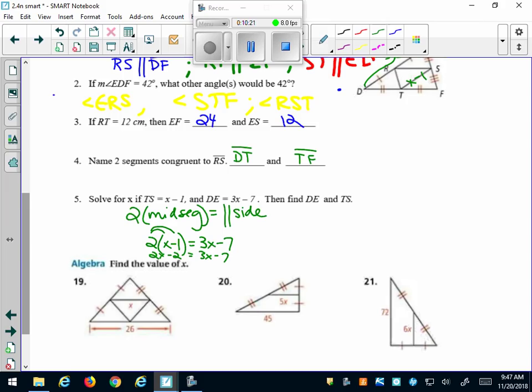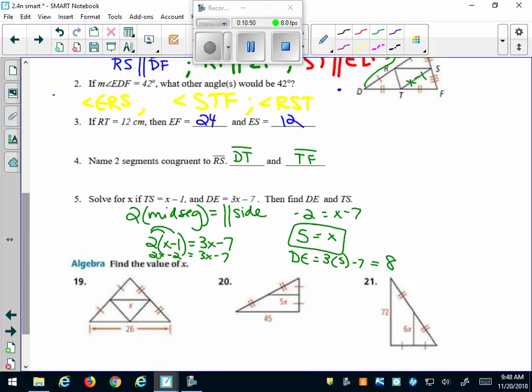Subtract 2x from both sides. We're going to get negative 2 equals x minus 7. Add 7 to both sides, and x equals 5. Find the length of DE. So we're going to plug in 5. DE is 3 times 5 minus 7, and that's 8.